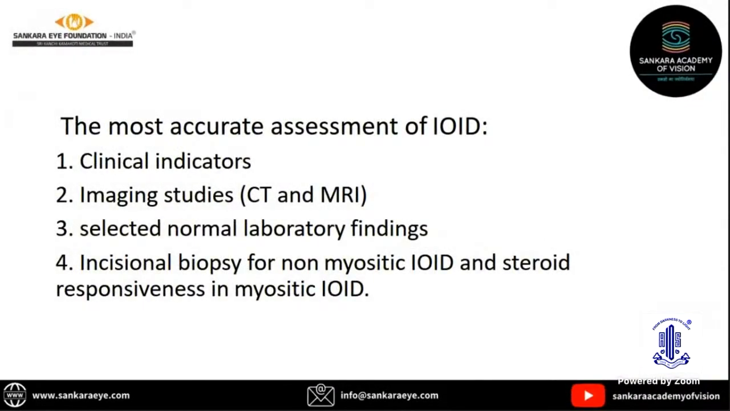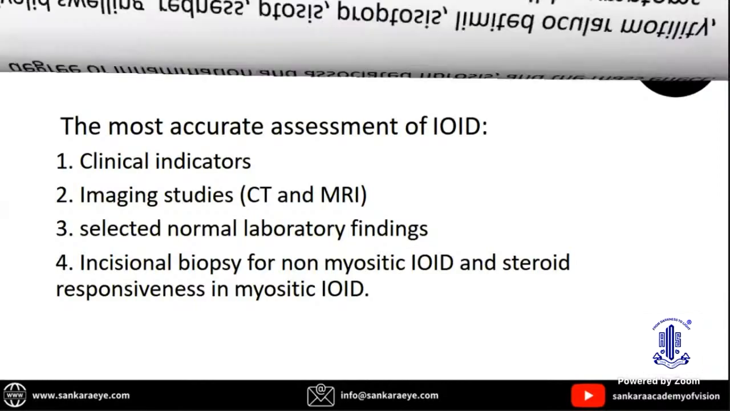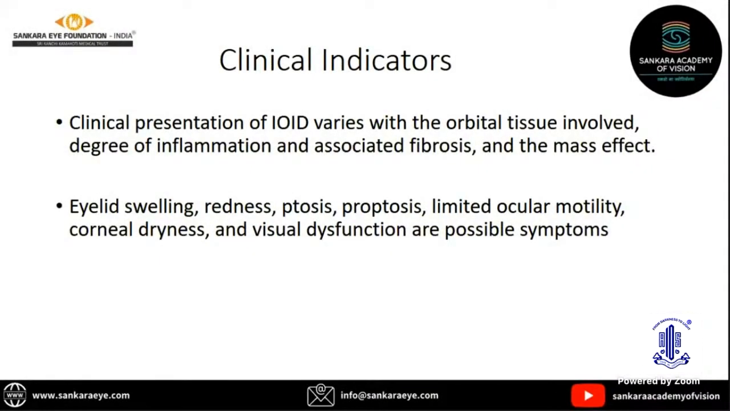The most accurate assessment of IOID is, according to them, by clinical indicators, which I'll specify shortly, imaging studies, either CT or MRI, selected normal lab findings, and an incisional biopsy for non-myocytic IOID, and steroid responsiveness in myocytic IOID. So what are the clinical indicators?